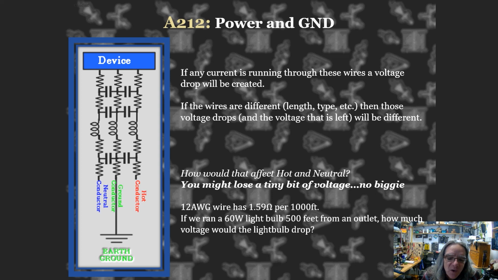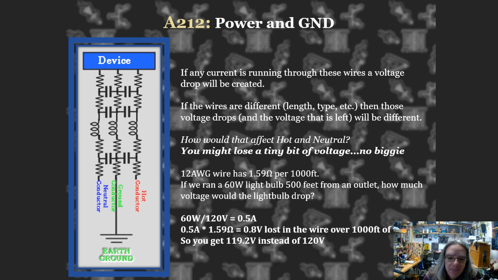A 12 gauge wire is what is typically used for 20 amp circuits, which is the typical kind of circuit you would see in a house. And that has 1.59 ohms per 1,000 feet. So if we ran a 60 watt light bulb 500 feet from the outlet, how much voltage would the light bulb drop? We know that's going to be a half an amp, 60 watts, 120 volts, half an amp through 1.59 ohms. So we're going to lose 0.8 volts if we run at 1,000 feet.